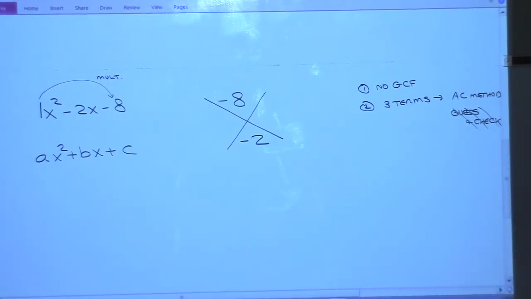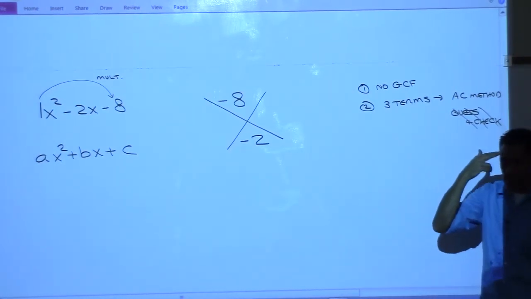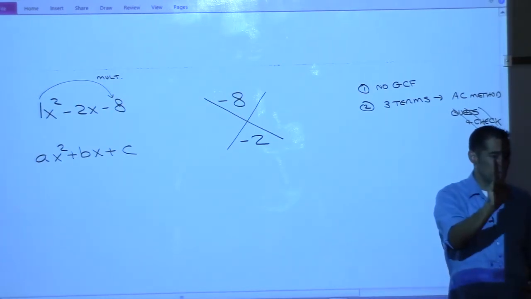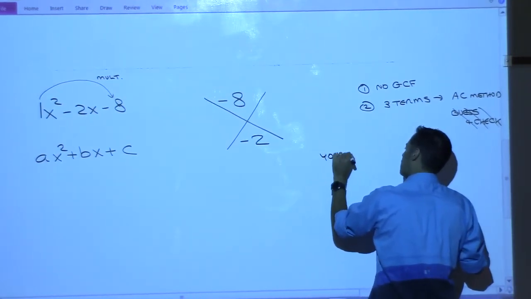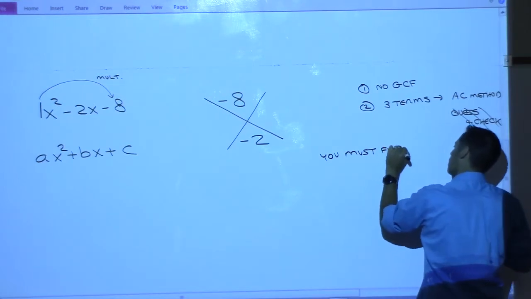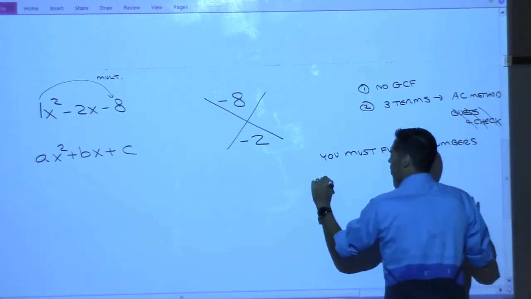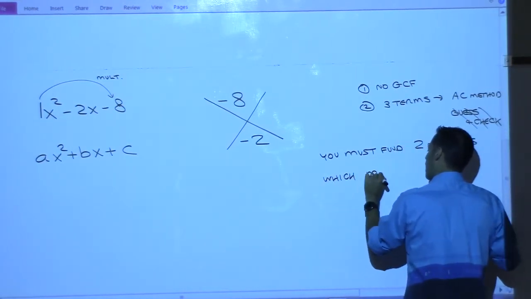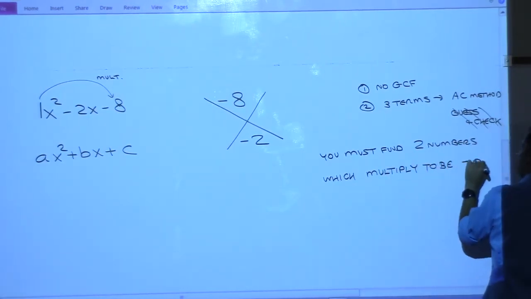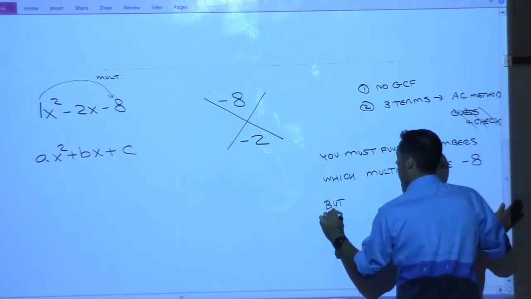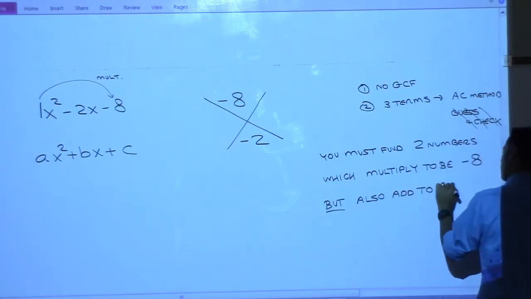And what you do now is you try and think about two numbers. You have to come up with two numbers right now that will multiply. So I'm going to write this down for the first one. You must find two numbers which will multiply to be -8, but also add to be -2.